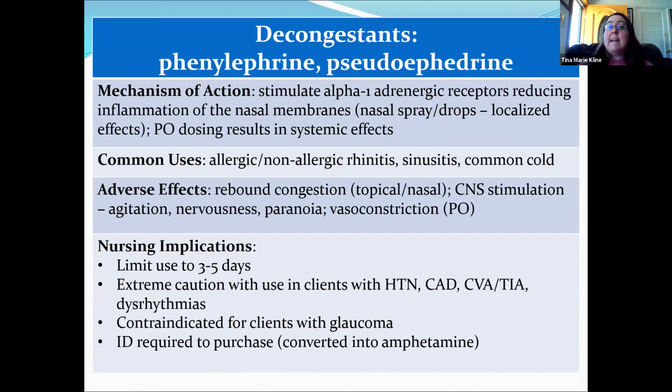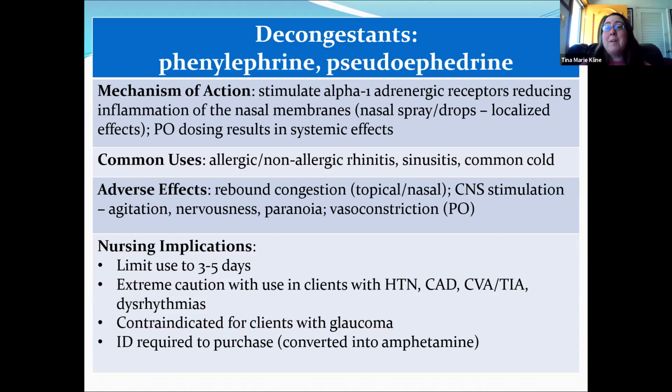But a decongestant is just that. What it's going to try to do is reduce inflammation in the nasal membranes. If you're delivering this locally through a nasal spray or nasal drops, it kind of stays local. If you're doing PO dosing like your Sudafed, you're going to get that decongestant effect, but you're also going to get a systemic vasoconstriction, which can raise blood pressure. That's why patients with hypertension are generally advised not to take over-the-counter decongestants, because of that potential rise in blood pressure.